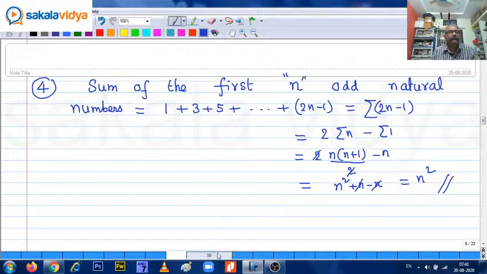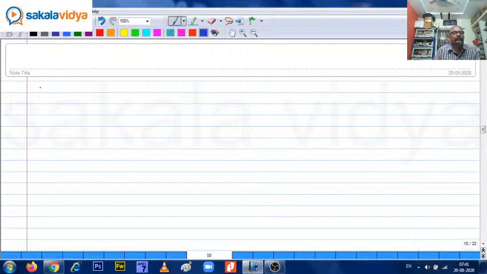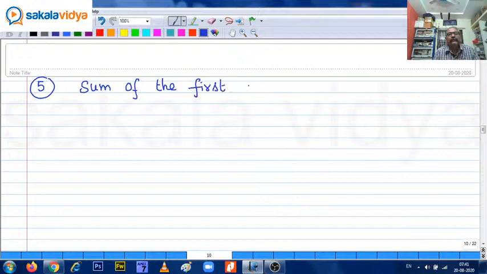Next, sum of the first n even natural numbers.